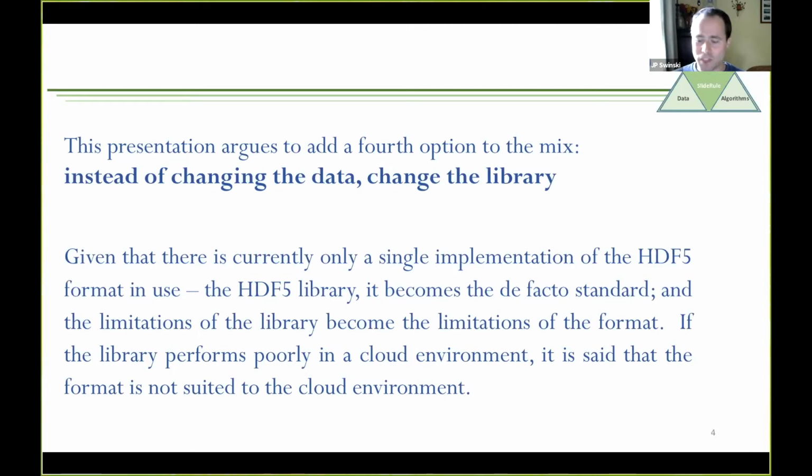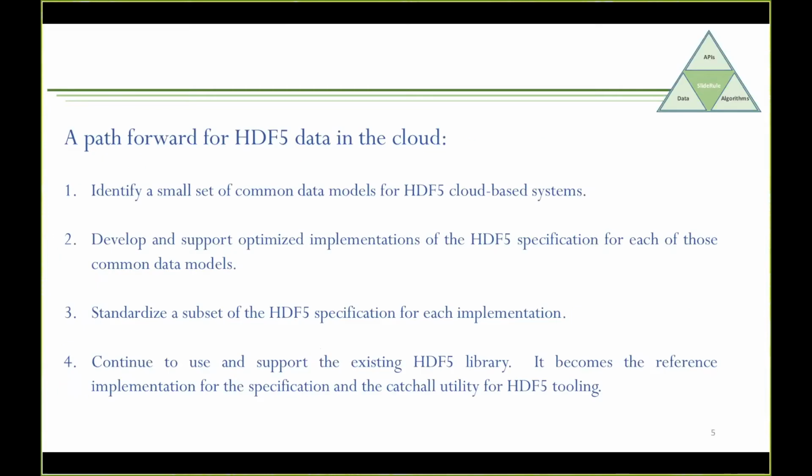So thinking about that, I figure I'll throw all my cards on the table in the first 5 minutes and give you what I'd like to see happen. So if we're thinking, let's not change the data, let's change the library. What does that mean? What would be a path forward for using H5 in the cloud?